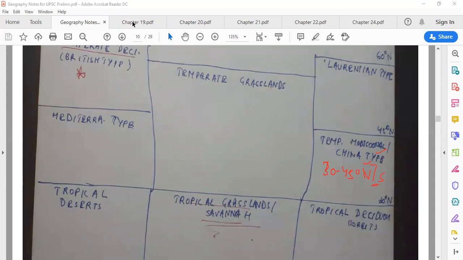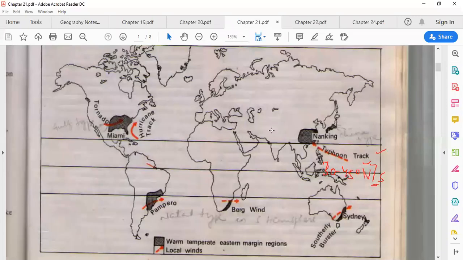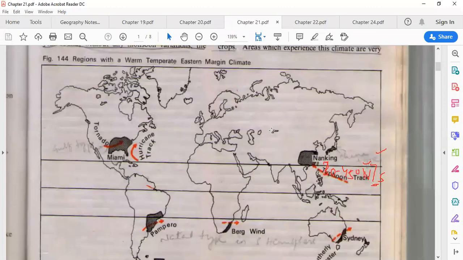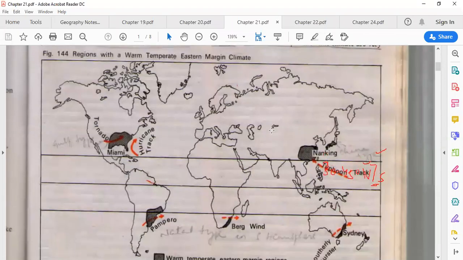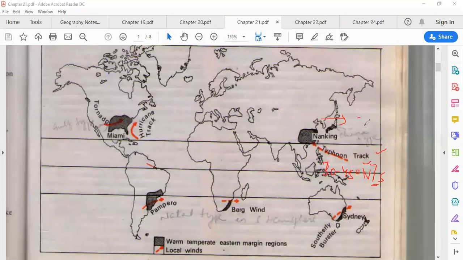So Mediterranean region we'll talk about later on. Temperate grassland also we'll talk about later on. First of all, let's talk about China type of climate. So this is the China type of climate. Regions with warm temperate eastern margin climate. So they can also say this is warm temperate eastern margin climate or China type of climate. See, don't get confused by the name that it is China type of climate. So it will be only in China.